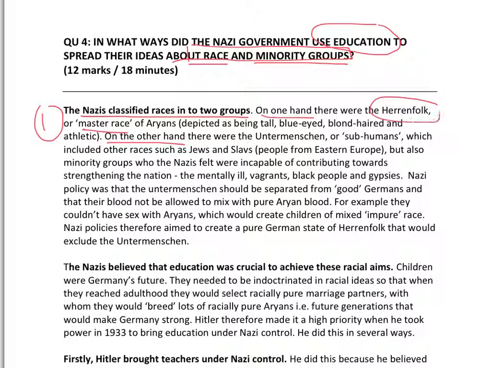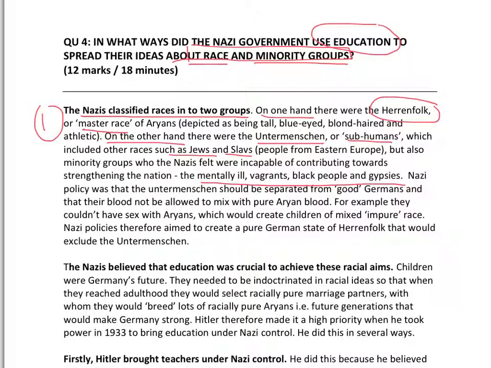Use the German word if you can, the Herrenfolk, they were the Aryans. On the other hand, there were the Untermenschen or subhumans, which included Jews, but there were other minority groups: Slavs, mentally ill, vagrants, black people and gypsies.